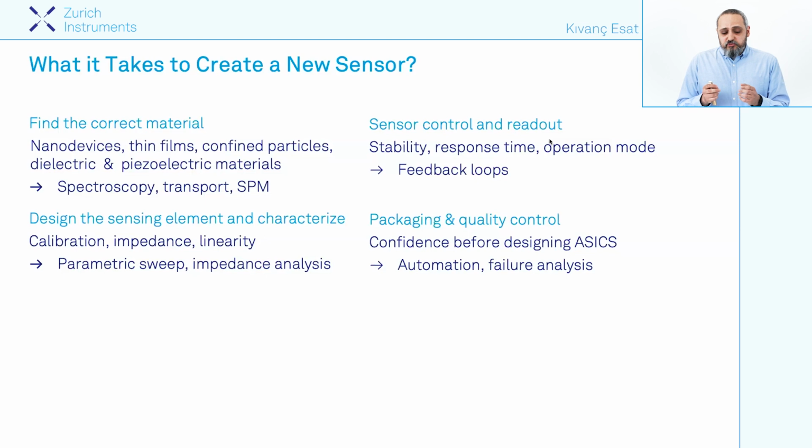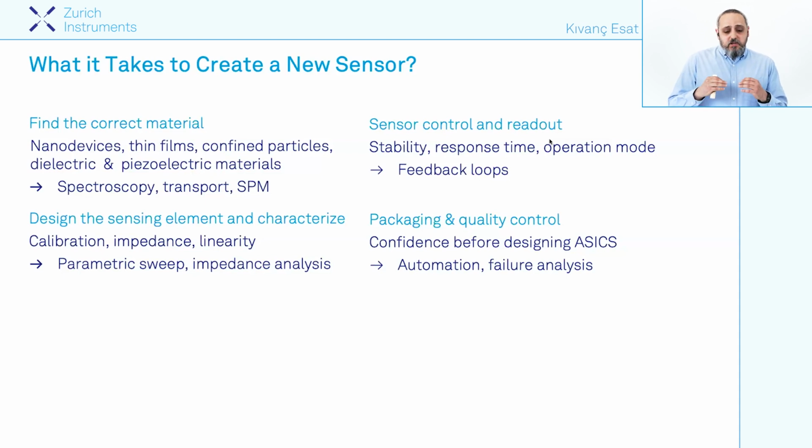The next step is to ensure the sensing element we just characterized is operating at the right conditions. This comes with a control and the correct readout circuitry around it. This boosts our stability and the response time. We can ensure that the device works in the right operation mode. This is typically done by feedback controllers.